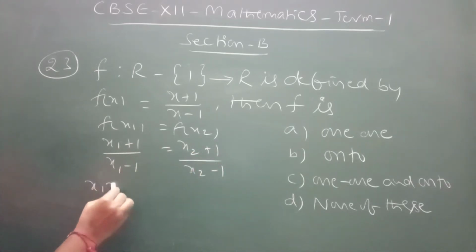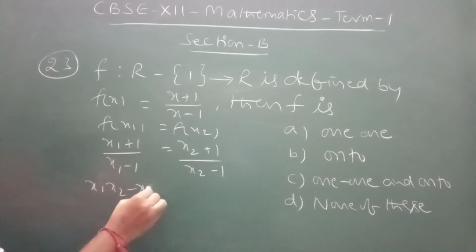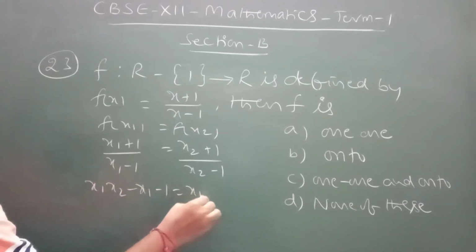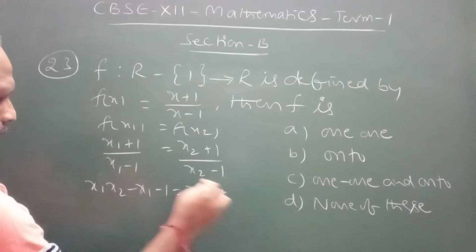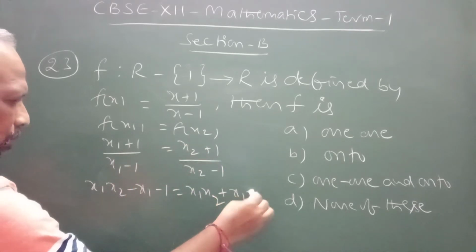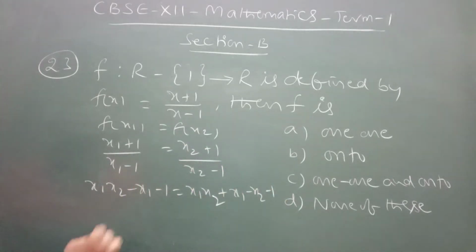If we do cross multiplication, we write x1 x2 minus x1 minus x2 minus 1 on one side, and x1 x2 plus x1 minus x2 minus 1 on the other. So I can cancel x1 x2, and I can cancel the minus 1.